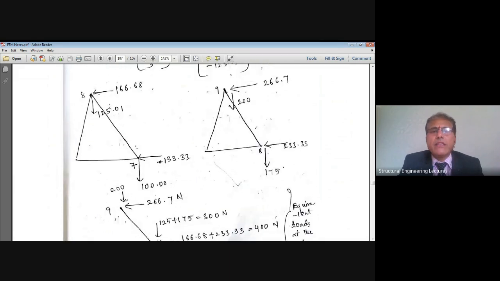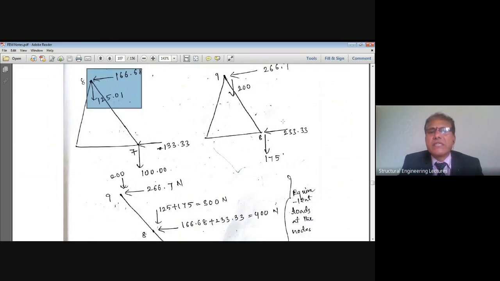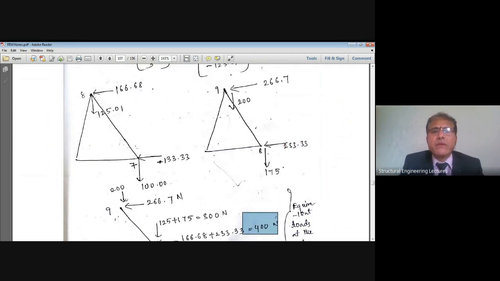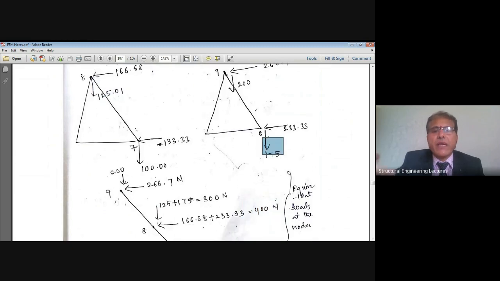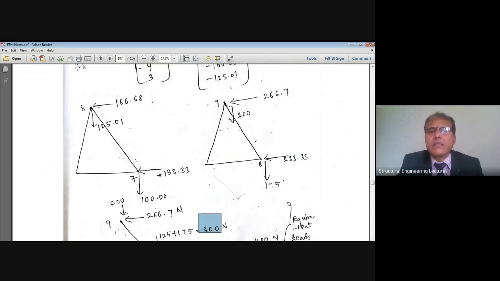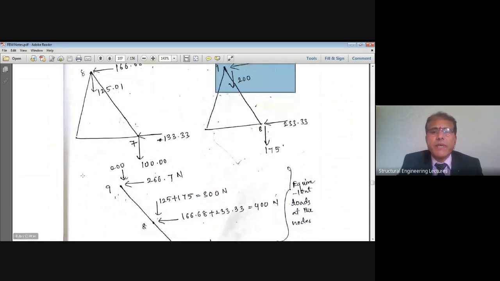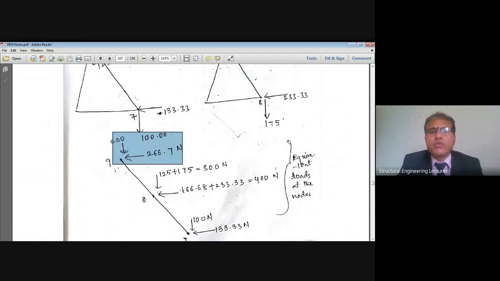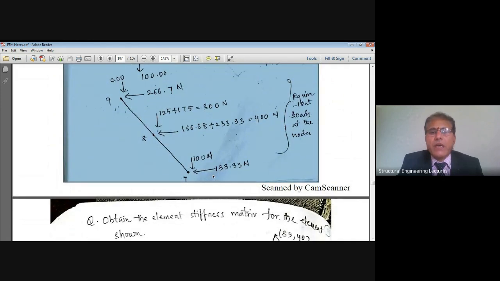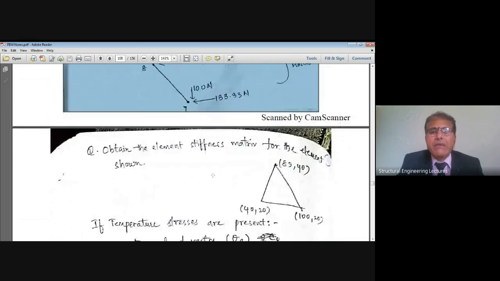But at the 8th node, contributions from the first element, minus 166 in the negative direction, minus 233. Therefore, minus 400. Minus means in the negative direction. Similarly, the contribution from the first element, 125 plus 175 acting in the downward direction, gives 300 newtons, right? Whereas these will not superimpose, simply minus 200, minus 266.7. That is how equivalent point loads are obtained if a traction force is applied on a given surface.